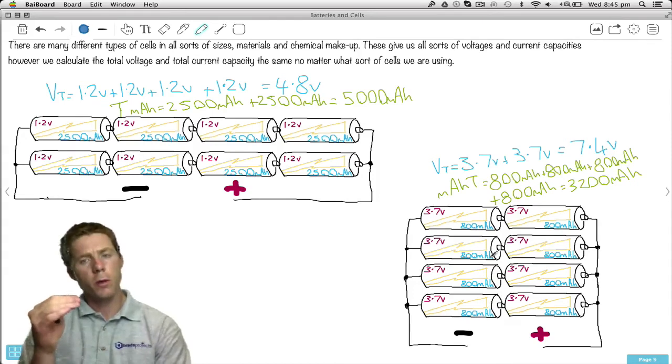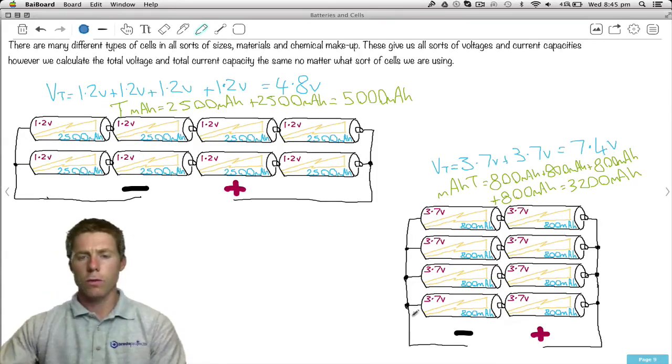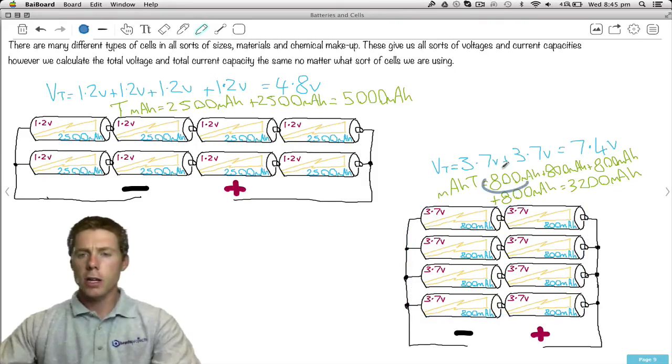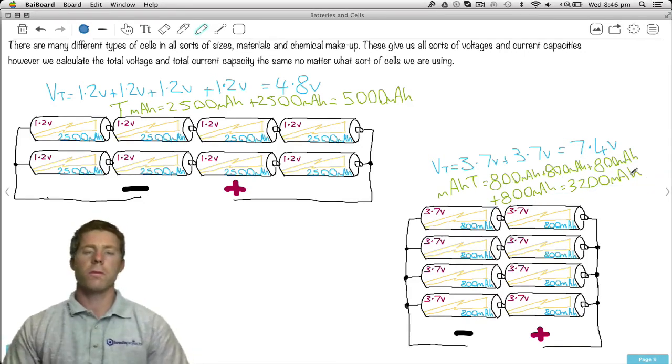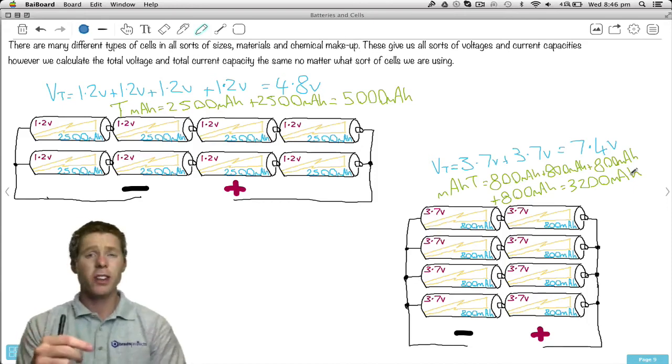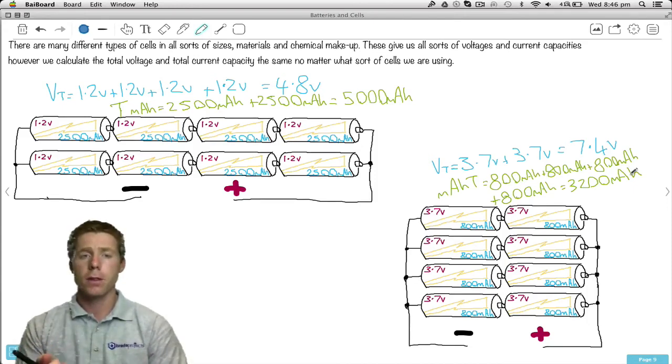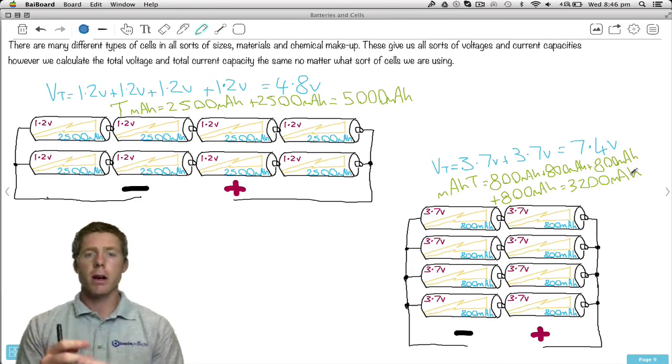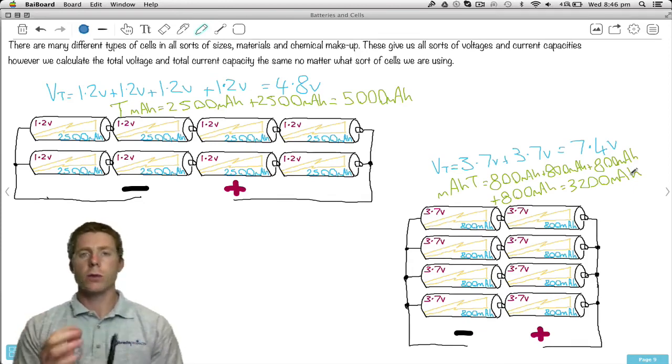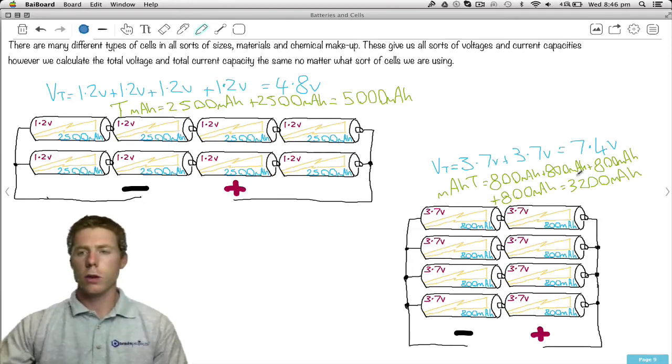But we've copied it and we've pasted it. So we've got the sets of 4 in parallel. So this time we're going to go 800 milliamp hour plus 800 plus 800 plus 800 gives us 3200 milliamp hour capacity. If we were to put another one in parallel again, it would go to 4000 milliamp hour. So we connect them in series and parallel, series to increase the voltage, parallel to increase the total current capacity.